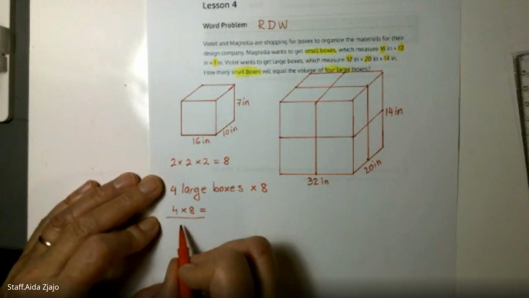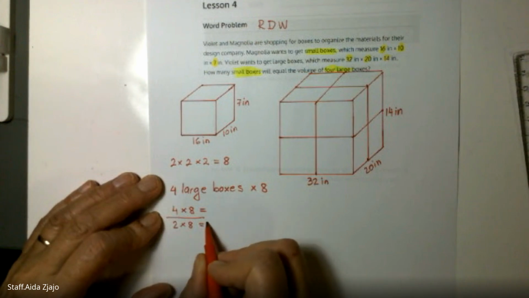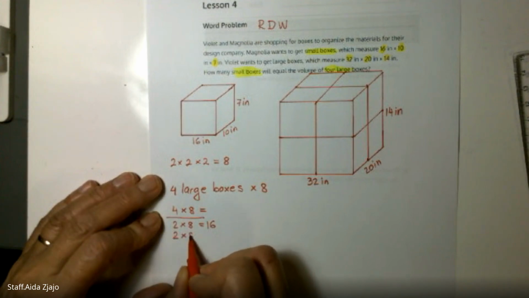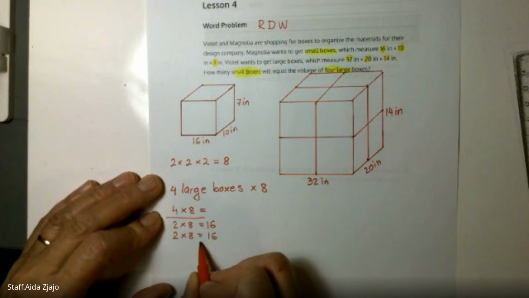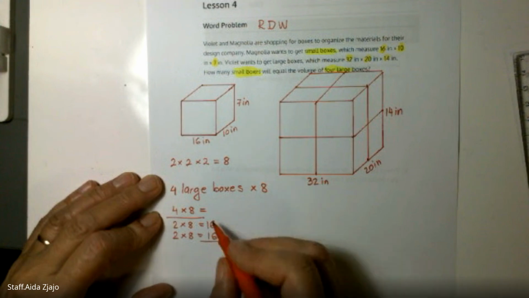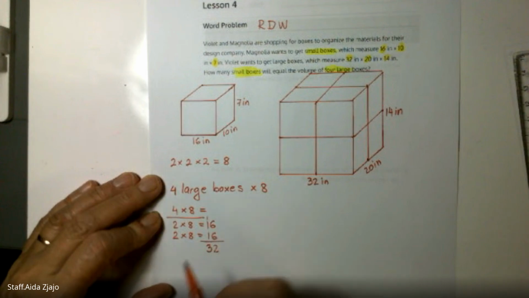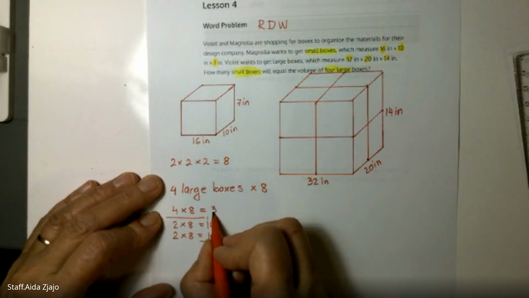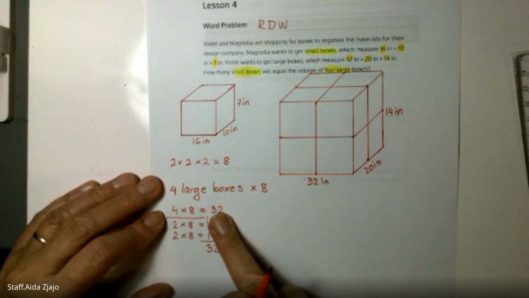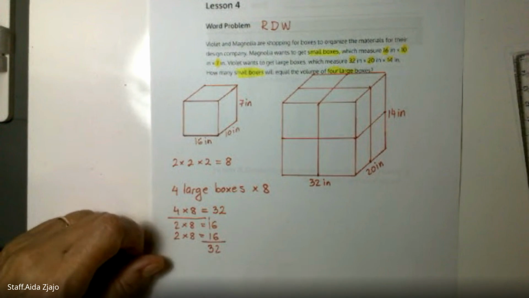You can think of this: decompose 4 into 2 times 2. If you know what 2 times 8 is, 8 plus 8 is 16. And again, 2 times 8, that's 16. So now 16 plus 16 is 32, correct? So 4 times 8 is 32. So 32 smaller boxes will be in 4 large boxes.